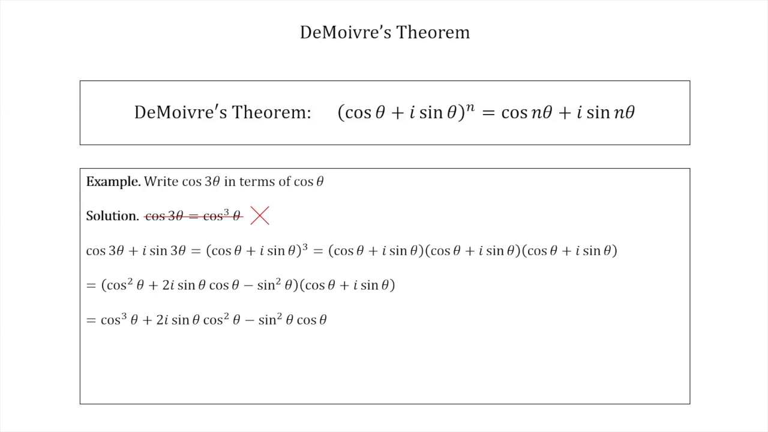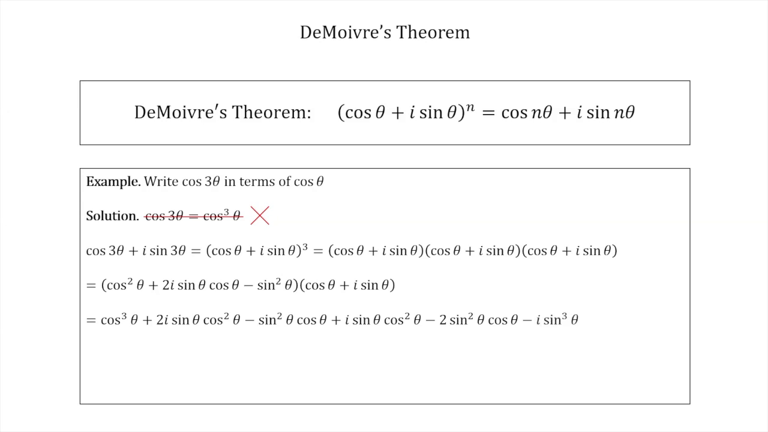Now we'll do the same thing with the plus i sine theta in the second bracket. So we get plus i sine theta times cos squared theta. That's plus i sine theta cos squared theta. Then this is possibly the one you have to think the most about. We have i sine theta times 2i sine theta cos theta. The sine thetas will times together to give us sine squared theta cos theta, but then the 2i will times by the i, and i squared is minus 1, so we get minus 2 sine squared theta cos theta. And then finally we have the minus sine squared theta times the i sine theta.